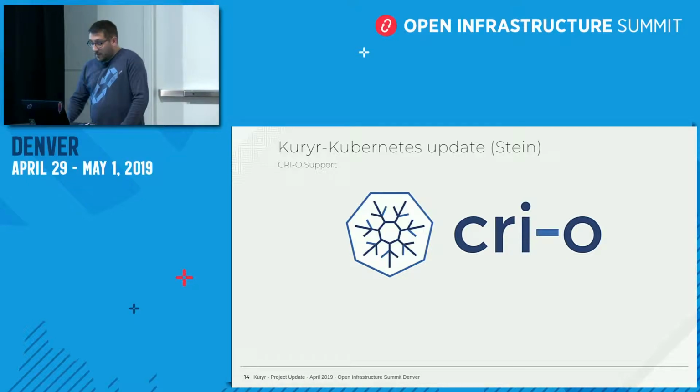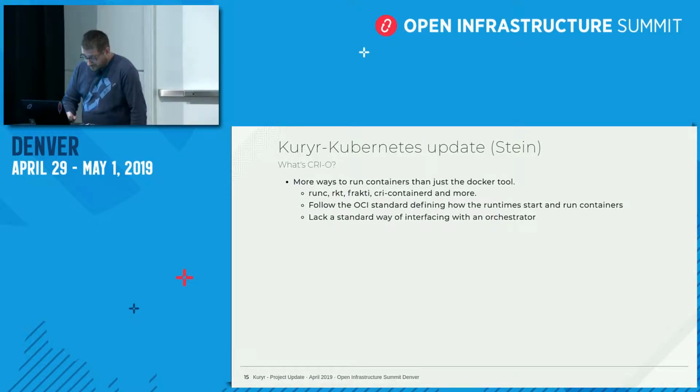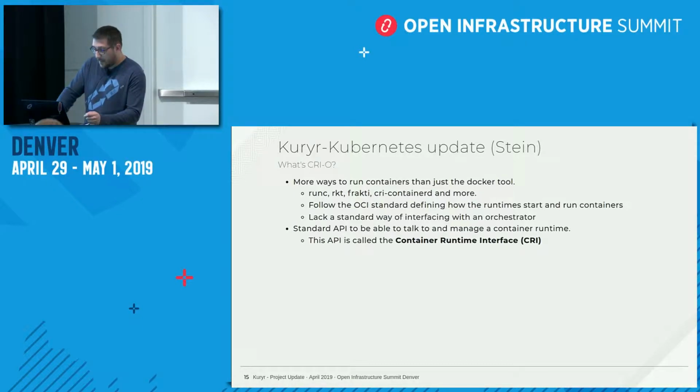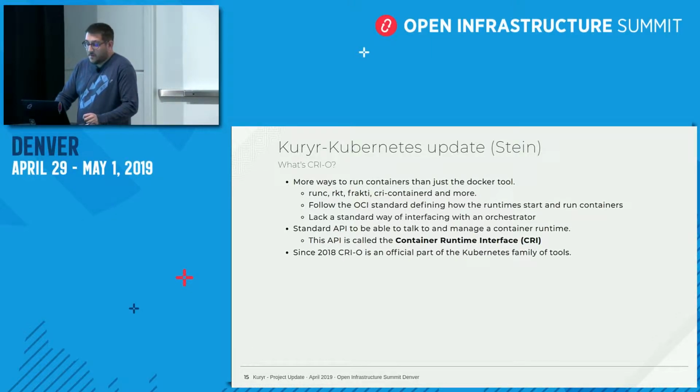Also, CRI-O. So what is CRI-O? Basically, it's another runtime for containers that we were just using instead of using the Docker daemon. One of the good things about using CRI-O instead of Docker is that it's much more lightweight, and you can run it without leveraging the heavy usage of the Docker daemon, which no longer needs to be there.